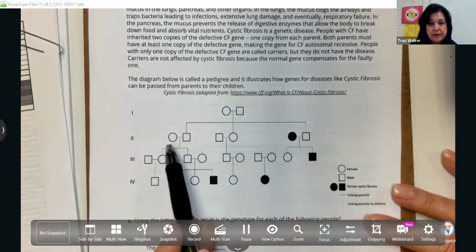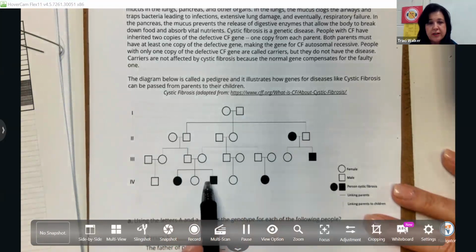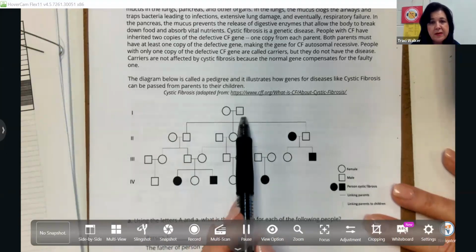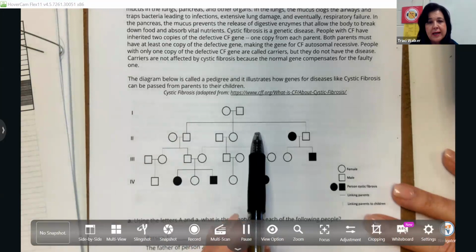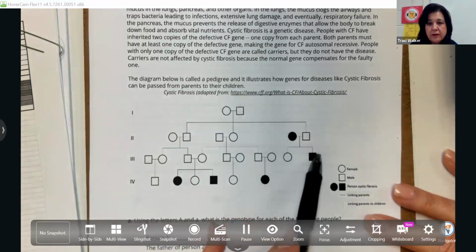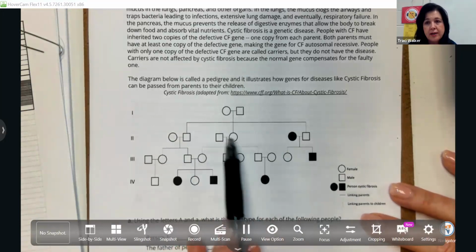You can see that here. And then from them, you've got the grandchildren of the original couple, and then you have great grandchildren of the original couple. So we have 4 generations here. Circles are females, squares are males, and if their circle or their square is shaded, then that means they are affected by whatever that trait is. And if they're unshaded, they're not affected.